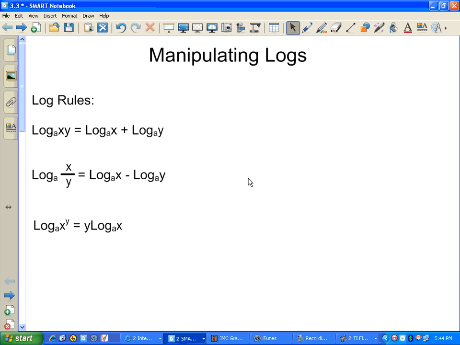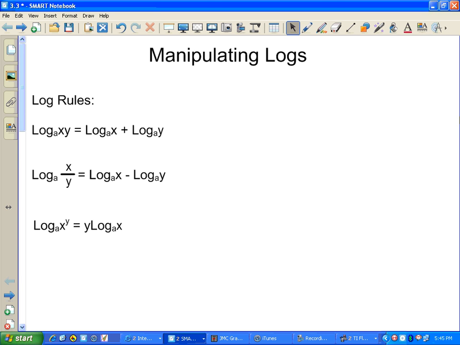Next, we're going to look at ways that you can manipulate logarithmic expressions and equations. This is going to come in handy when we start moving towards solving logarithmic or exponential equations also, since we use logs in order to solve exponential equations. So in order to simplify them, we need to have a few rules. And really there's three main rules that we're going to use to manipulate our logs.